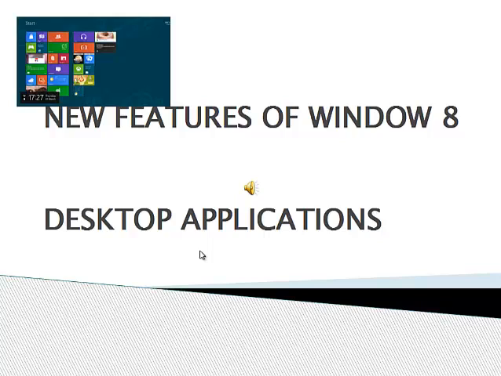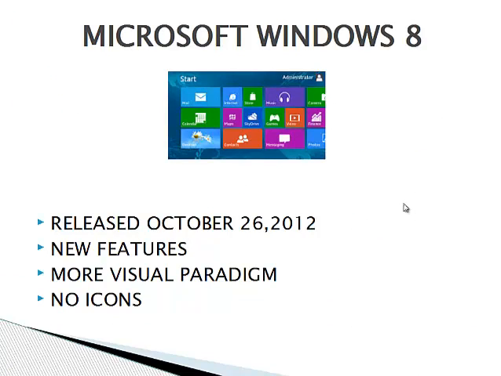I'm here to talk to you about a new feature in Windows 8 and talk about a couple of my favorite apps. Since the early 1980s, Microsoft has developed many versions of its operating systems, with its first true operating system being developed in 1990, Windows 3.0 version. Today, Microsoft has developed a new version of Windows, which is called Windows 8, which was released on October 26, 2012. It has many new features, no more icons this time around, and it has become a more visual paradigm.